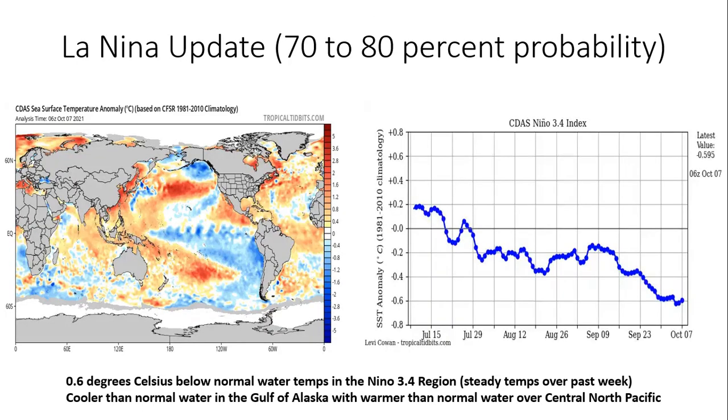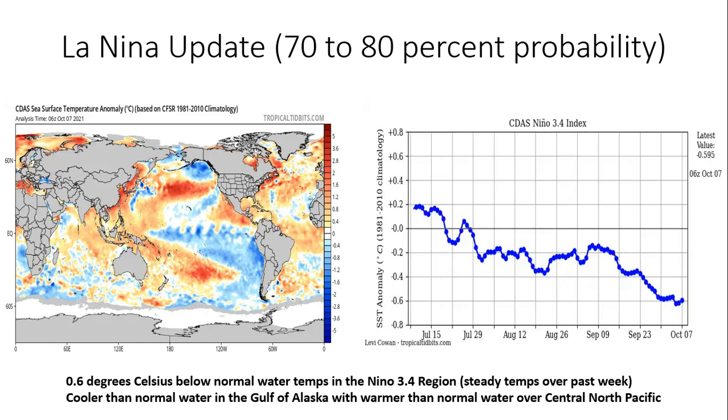Looking at the La Nina update, NOAA's Climate Prediction Center, after looking at the model data, is expecting a 70 to 80% probability that La Nina occurs this winter season. In general, the sea surface temperature anomalies graphic is on the left. Blue coloring on that graphic indicates below normal water temperatures, while orange coloring indicates above normal water temperatures.